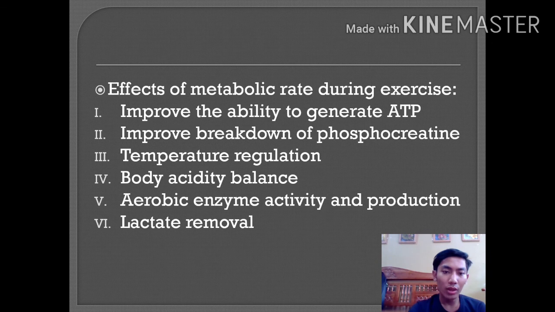Okay, we proceed to the effects of metabolic rate during exercise. Okay, the first effect of metabolic rate during exercise is improving the ability of the ATP energy system to generate energy to work at higher intensity. The second point is improved breakdown of phosphocreatine, which extends the capacity of the ATP-PCR energy system during strength, power, and speed performance.